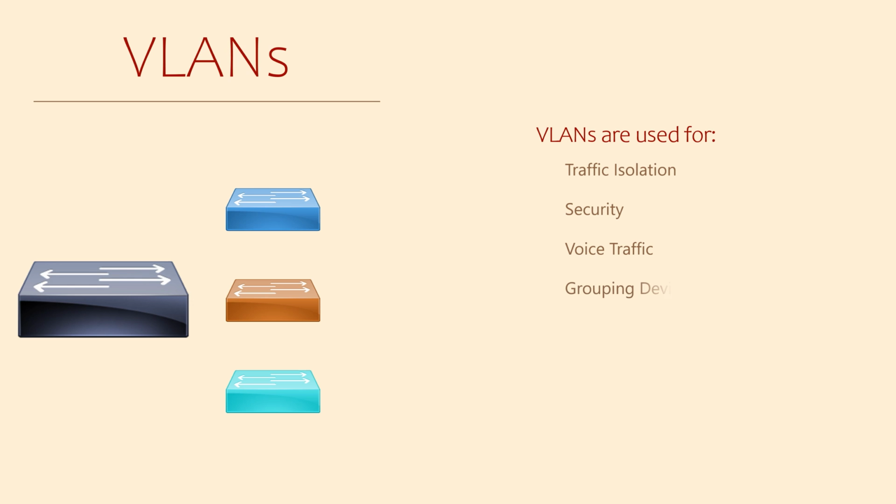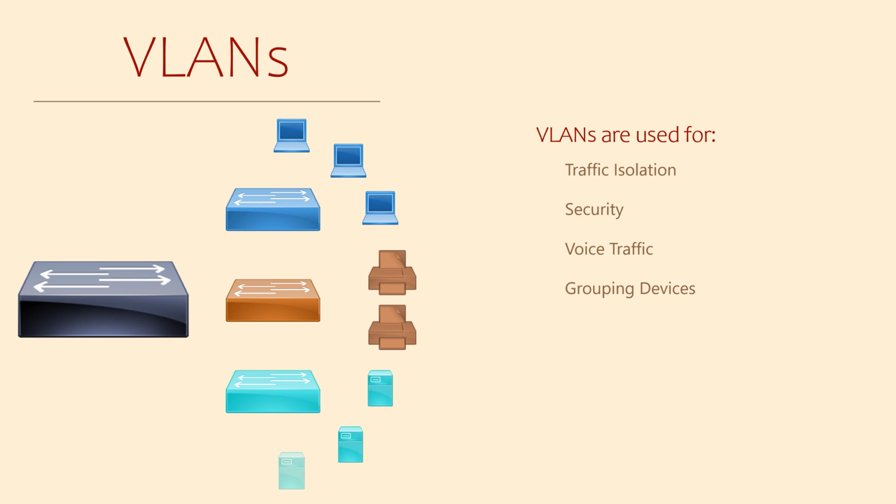Or we could group devices into VLANs. It's quite common to put servers in one VLAN, printers in another, and PCs in yet another VLAN. This is often done so we can put a firewall between these VLANs and apply security policies between them. We'll take a look at security policies more in a later section of this series.